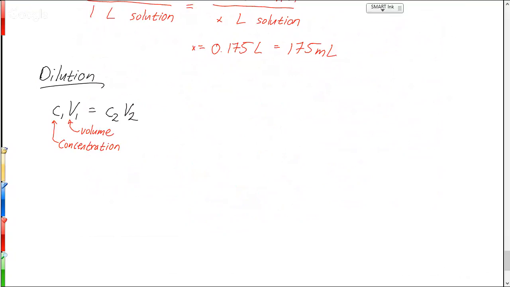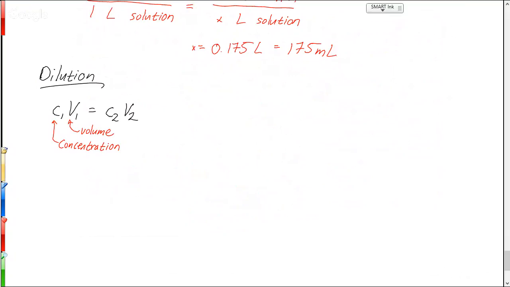Volume. And it's really just saying those two things are proportional. If we think of concentration as molarity, concentration times volume is moles. So moles of solute are always the same regardless of how much water you add. That's why this works. Because you add more water, you still have the same number of moles. The volume changes, the concentration changes, but the number of moles are the same.